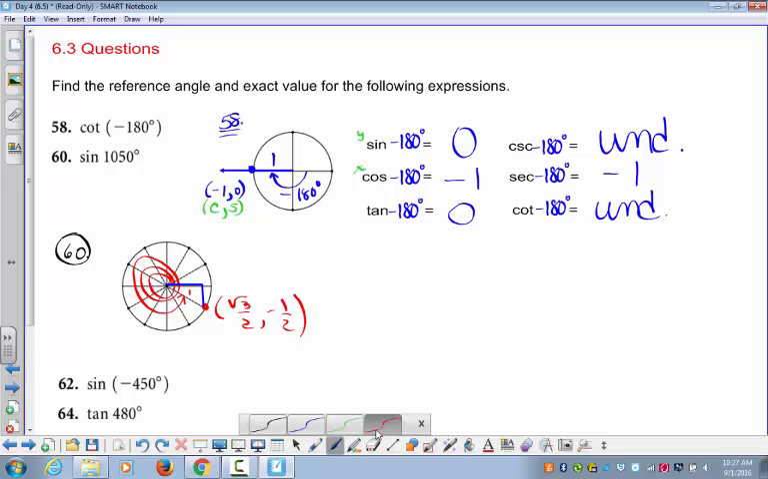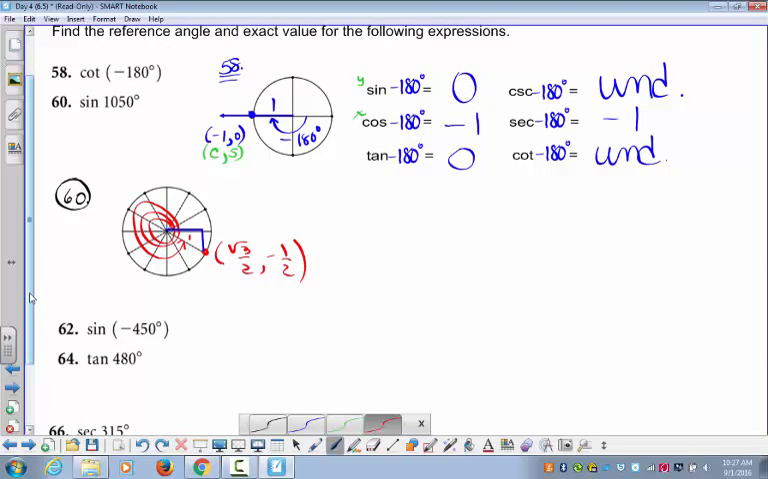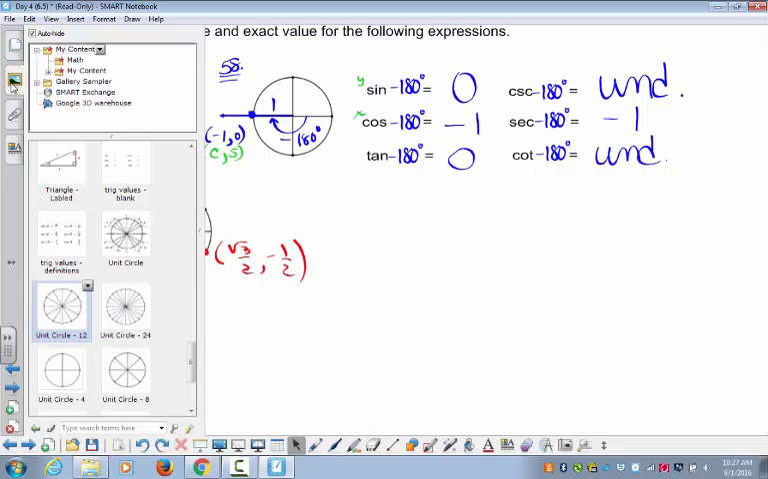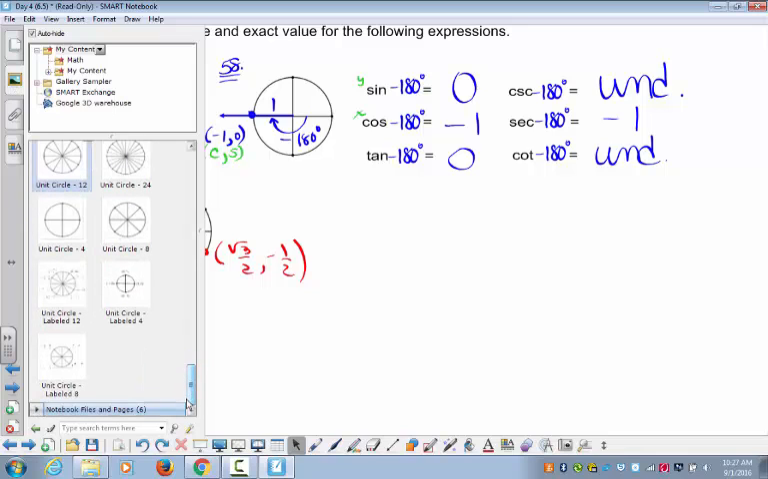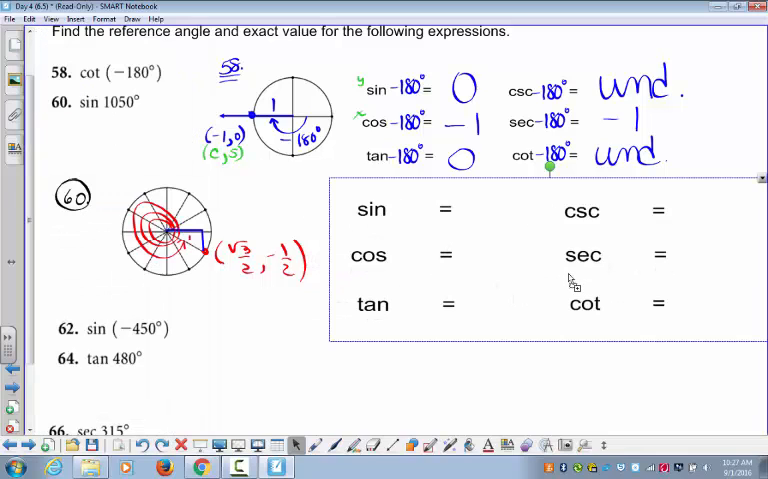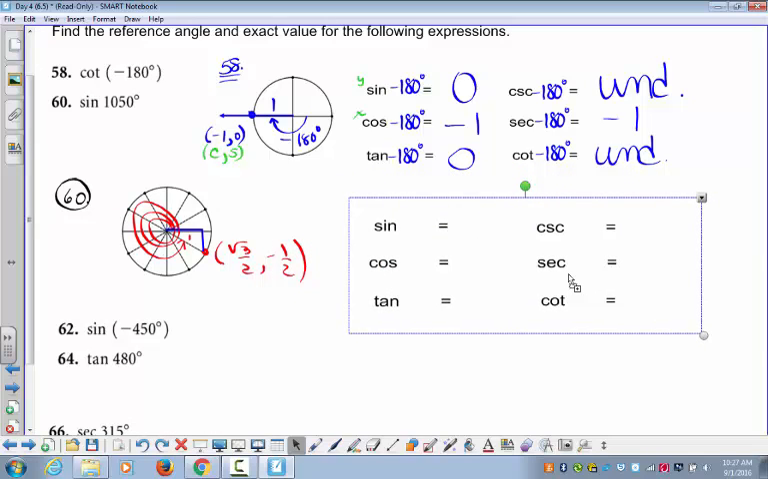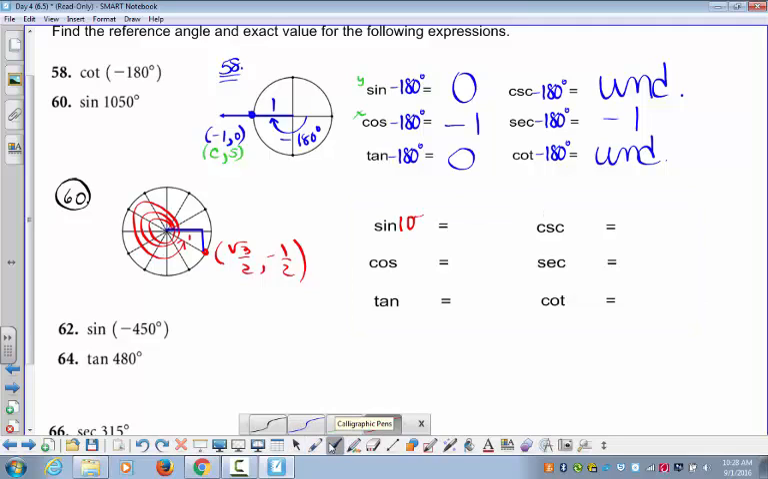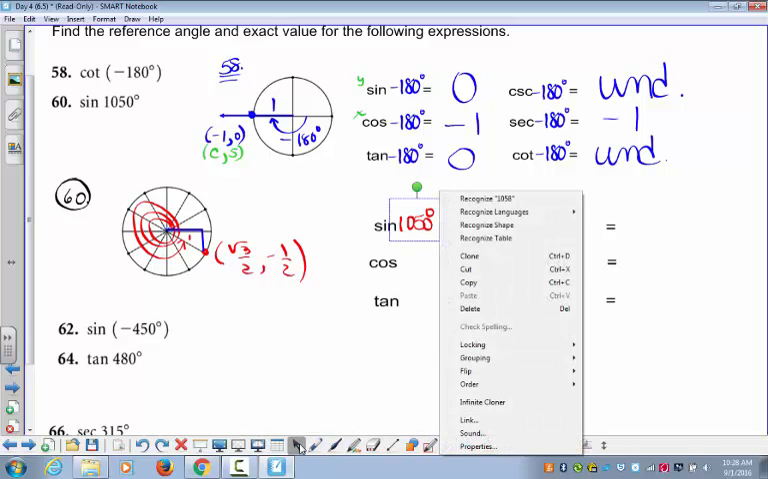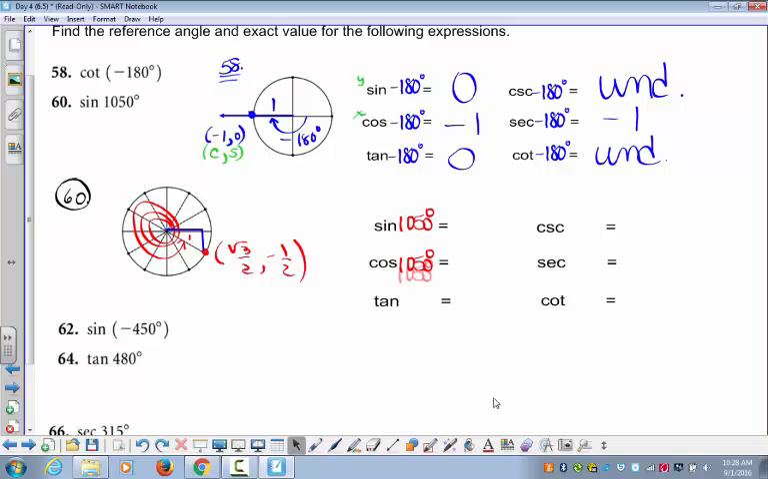And the question here was sine. Let's go ahead and just do them all, since it's helpful to do them all. And the angle was 1050. And what is sine of 1050? Sine of 1050 is -1/2.